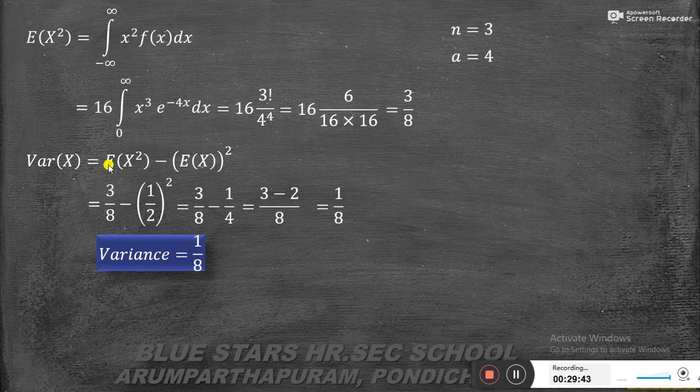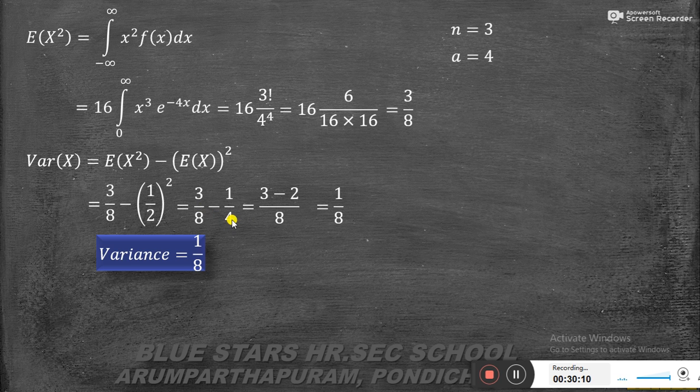Therefore variance of x equals expectation of x square minus expectation of x whole square. Expectation of x square is 3 by 8, minus expectation of x, which is 1 by 2, whole square. So 3 by 8 minus 1 by 4. Here I take the LCM 8.